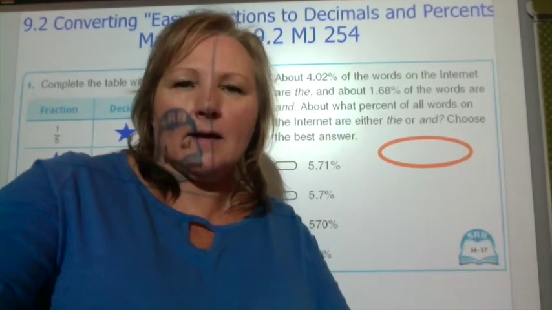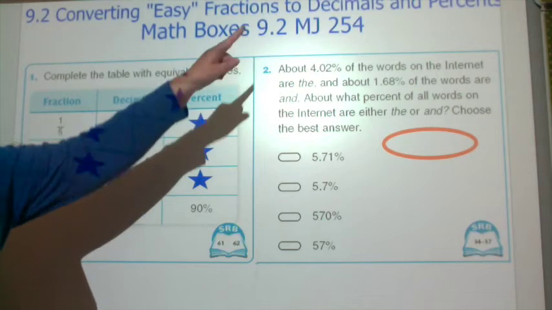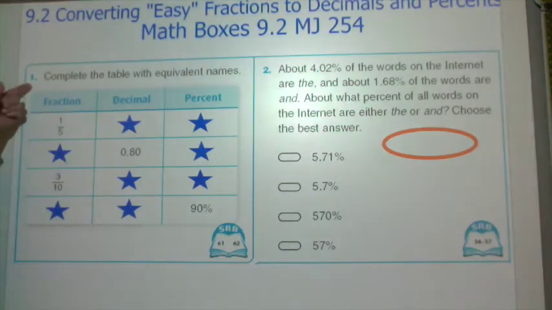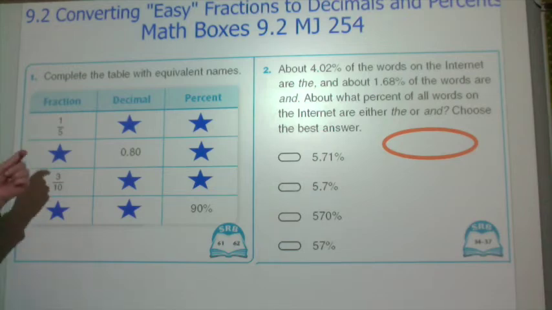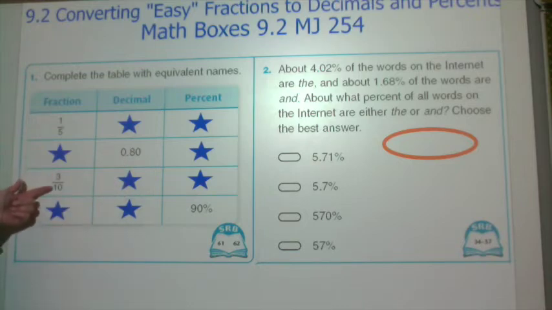Okay, we are back. Let me adjust that a tiny bit here. I'm on page 254. The first part of math boxes, you're going to complete the table with equivalent names. Now look for the ones that you know. I'm guessing you might know if you got 1 out of 5 in an AR test, what percentage you get. I bet you can also change that to 100 on the bottom by multiplying it times 20. Okay, if you got a 80% on your AR test, what percent is that? What fraction is that? Same thing for 3/10.